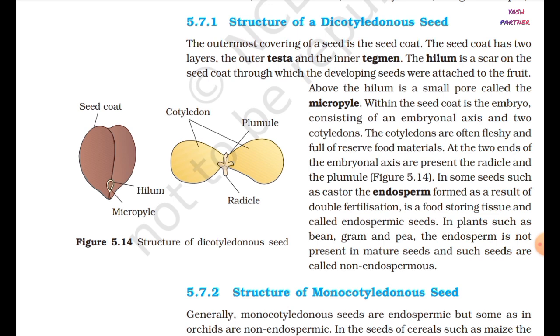Within the seed coat is the embryo, consisting of an embryonal axis and two cotyledons. The cotyledons are often fleshy and full of reserve food materials. At the two ends of the embryonal axis are present the radicle and plumule, figure 5.14. In some seeds, such as castor, the endosperm formed as a result of double fertilization is a food storing tissue and called endospermic seeds. In plants such as bean, gram, and pea, the endosperm is not present in mature seeds and such seeds are called non-endospermous.